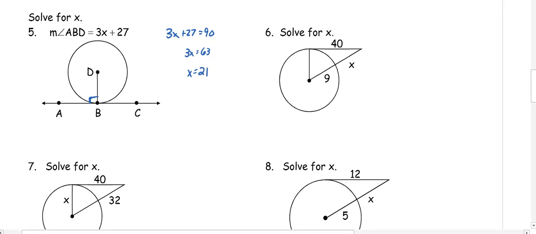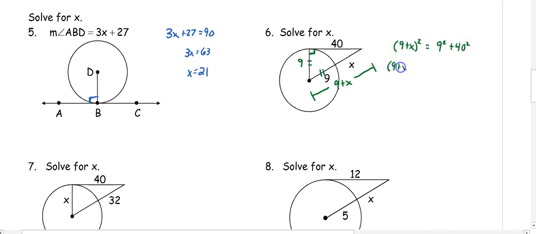In number 6, we have different lengths of segments here. We know that all radii are congruent, so this is 9 and 9. It's going to be a right triangle because the radius is drawn to the tangent line, so that's perpendicular. So the length of this side we would call 9 plus x. We can do the Pythagorean theorem then to find x. So we have (9 plus x) squared equals 9 squared plus 40 squared.